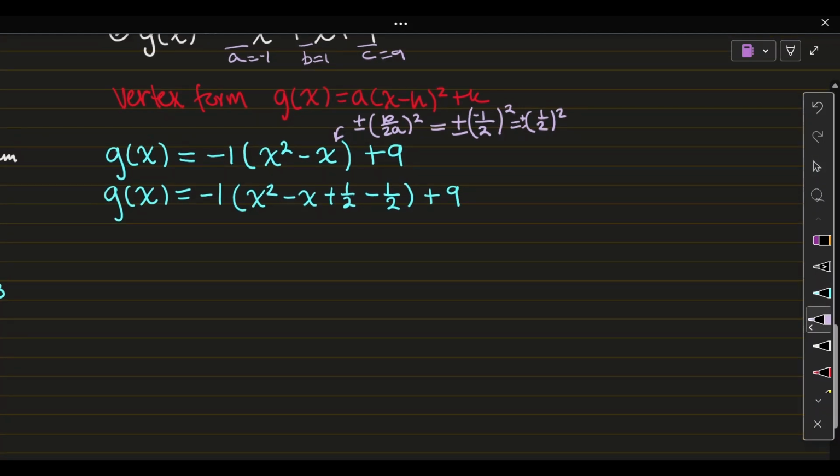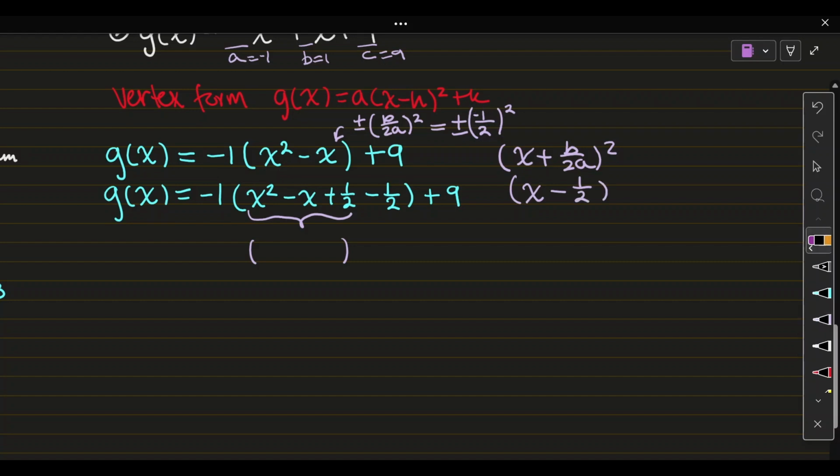This square here, I'll go ahead and omit this. I'm trying to determine what kind of perfect square this is. It's always going to be of the form (x plus b over 2a) squared. b over 2a was -1/2, a was -1. So this is going to be x minus 1/2 squared, minus 1/2. All of that is being multiplied by -1, and adding 9.